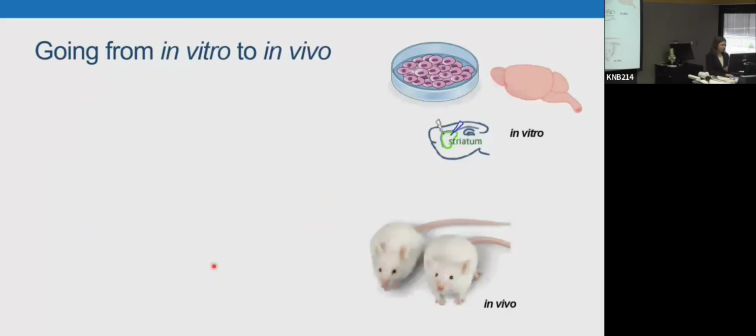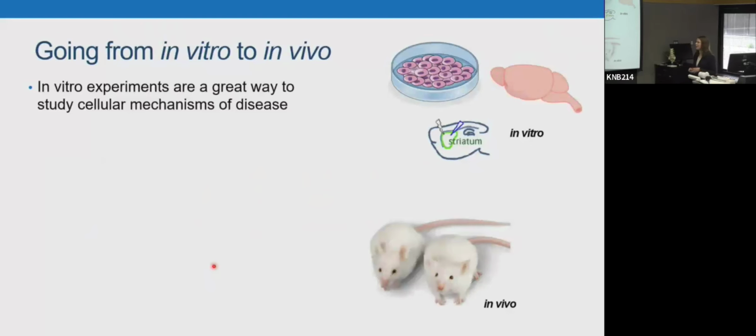So in vitro experiments are one of the main ways that Huntington's disease has been studied. And just a quick definition of in vitro versus in vivo. So in vitro experiments refer to studies that will look at things like cell cultures, so isolating cells in a dish, brain slices from animals, electrophysiology studies where you stimulate and record from neurons in a brain slice or in a cell. And this is a great way to study the cellular mechanisms of disease.